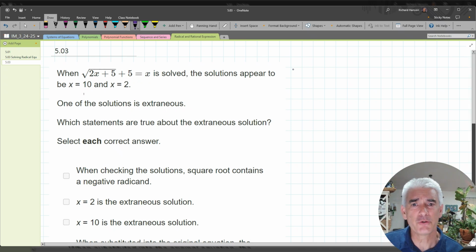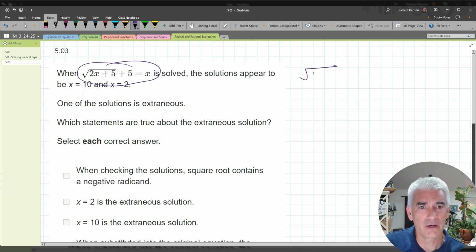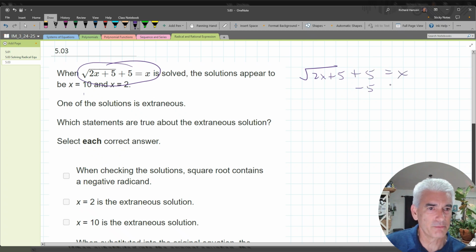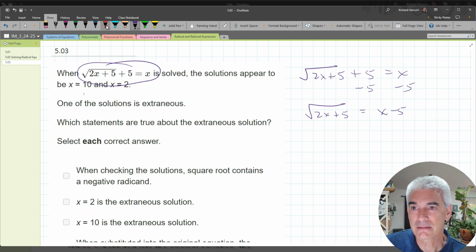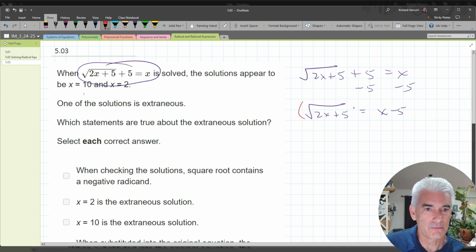Let me show you how you could have gotten x equals 10 and x equals 2. It's a lot of work. So I'm going to isolate the radical. So I have square root of 2x plus 5, plus 5 equals x. I'm going to subtract 5 from both sides. And now I've isolated the radical. Square root of 2x plus 5 equals x minus 5. I'm going to get rid of the square root, right? That's going to be a problem. So I'm going to square both sides.